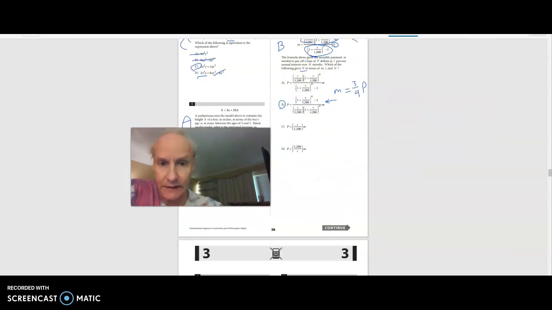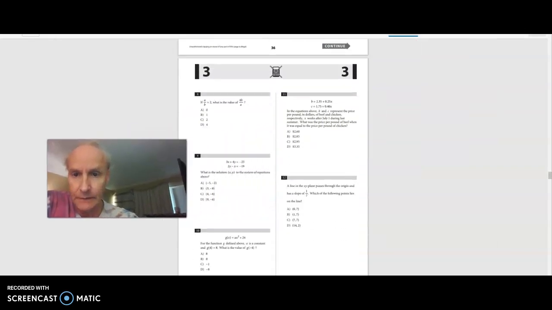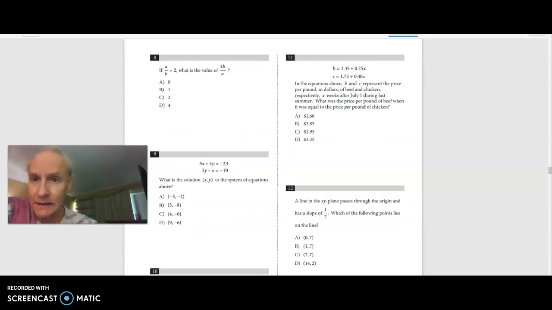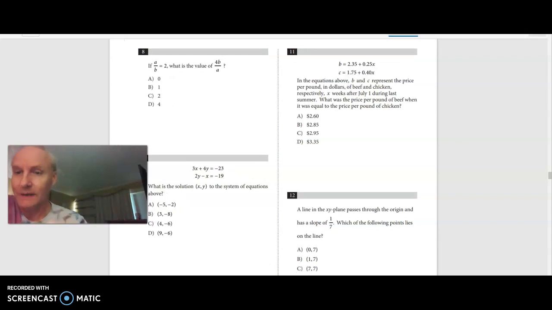Right, let's keep going. Let's see here. What do we got next? Oh, watch out. When I first saw this one, I thought that I wanted to find the value of 4a over b by multiplying by 4 on both sides. But that's not going to do it. What we're interested in is 4b over a. So if a over b equals 2, b over a equals 1/2.